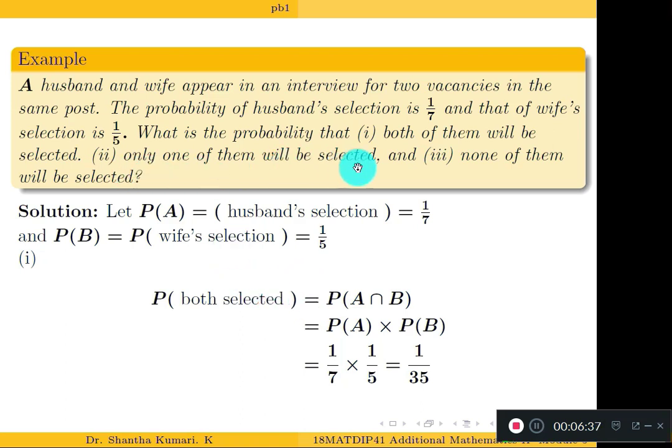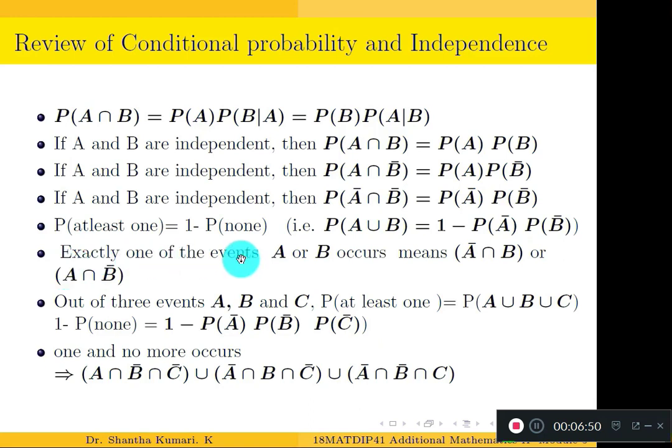Only one of them will be selected. What is the notation for only one? I am going to show you the previous slide once again. You have two events here. Out of two, only one means exactly one. Exactly one of the events means A complement intersection B, meaning not A, only B, or not B, only A.